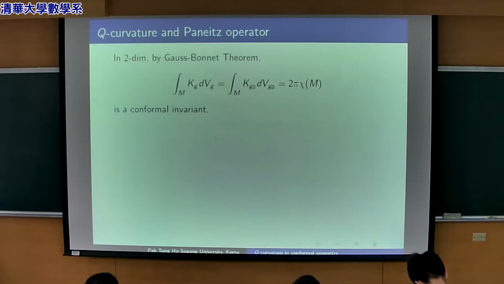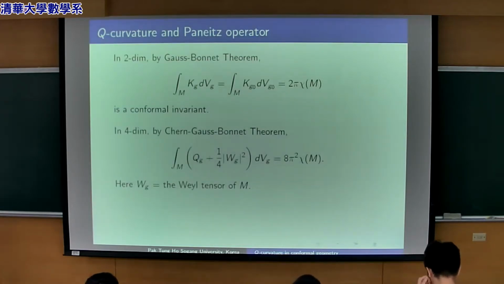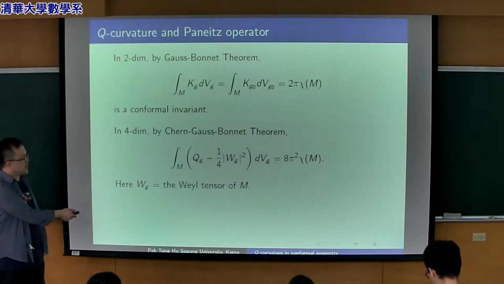In the four-dimensional case, you have the same thing. In four dimensions you have the so-called Chern-Gauss-Bonnet theorem, which is written in this way: the integral of Q curvature plus the L2 norm squared of the Weyl tensor is equal to 8 pi squared multiplied by the Euler characteristic. From this formula you see this is a topological invariant. It doesn't depend on the metric at all.